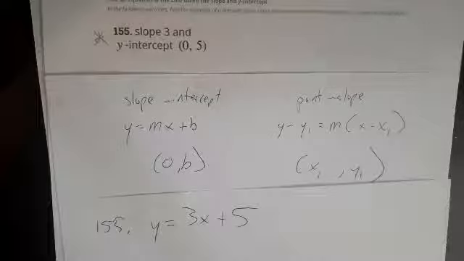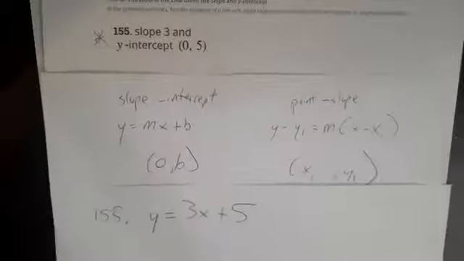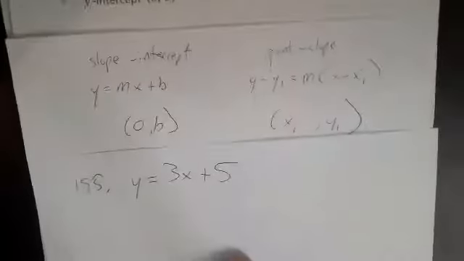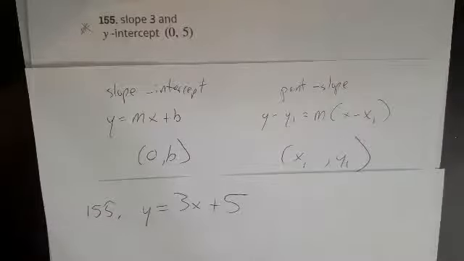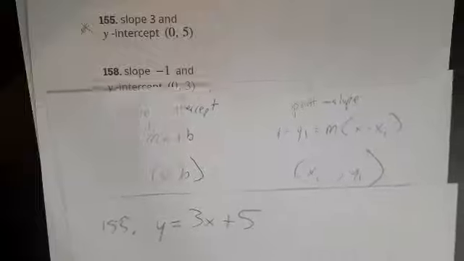We're taking a slope, we're plugging it into m. We're taking that 5, we're plugging it into the spot of b. So if they give you a slope and an intercept, we can go to slope-intercept. Okay. Any questions on this one before I move on?